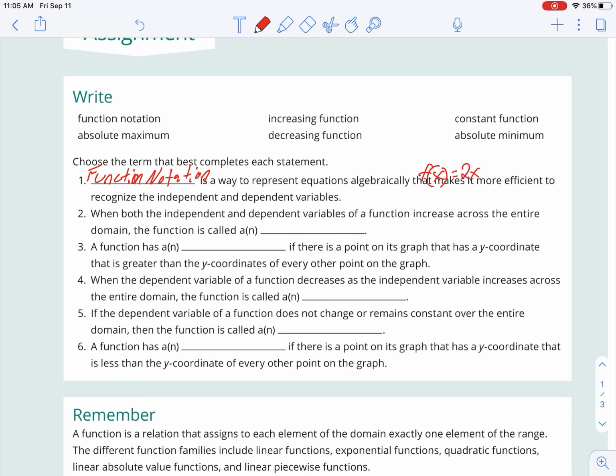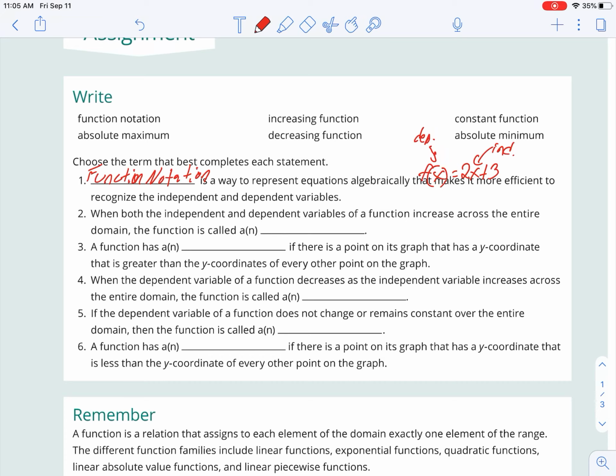f of x equals 2x plus 3, where x is the independent and the f of x is then dependent off of that. So x is what you need to know. When you plug that in, then in return you get the dependent.